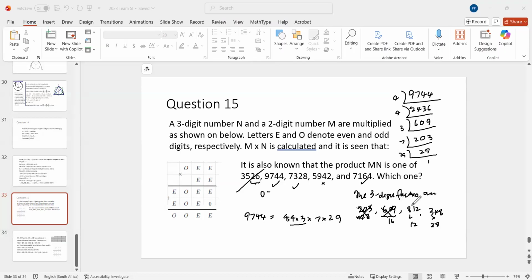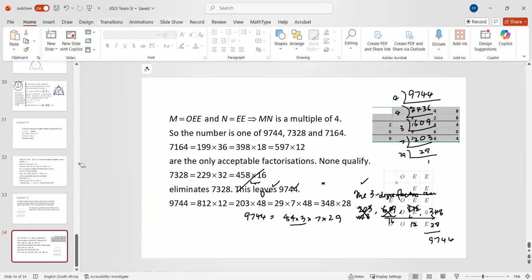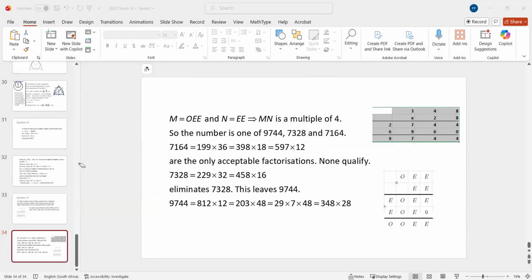I need not try this too. Need not try this. But I can try this one here. This is odd, even, even, and here you've got even, even. So you got this, and if you multiply these two, you're going to get 9744. So it turns out that this works, right? And when you multiply it in detail, as you can see here, I've done it. There's 348 times 28, right? You'll see this is what I get.